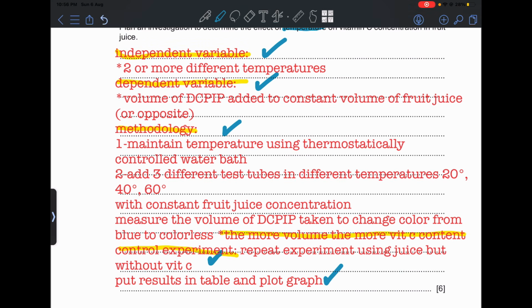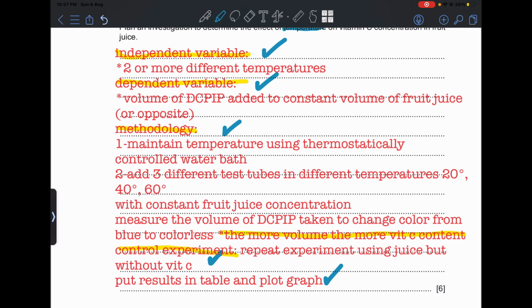Methodology: 1. Maintain temperature using a thermostatically controlled water bath. You must write down the whole phrase, thermostatically controlled water bath. Never ever just write water bath, because a water bath is just adding water in a beaker and then adding the test tube without maintaining the temperature. So you must write thermostatically controlled water bath to get your mark.